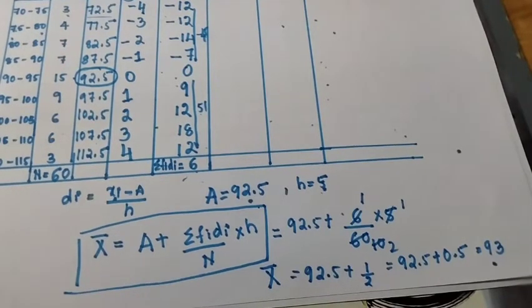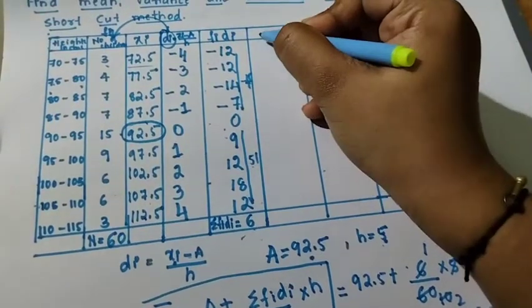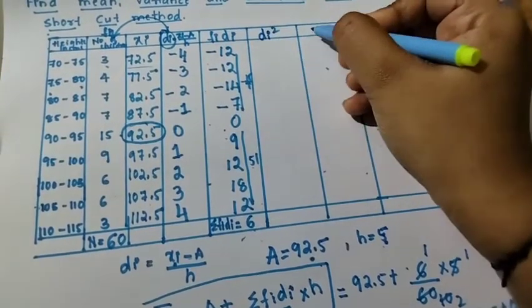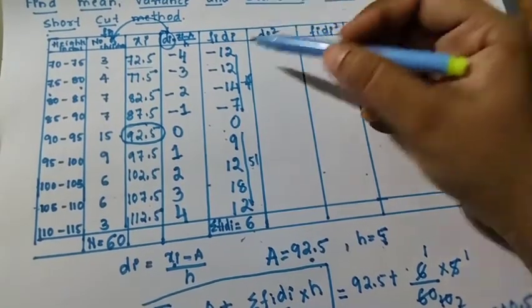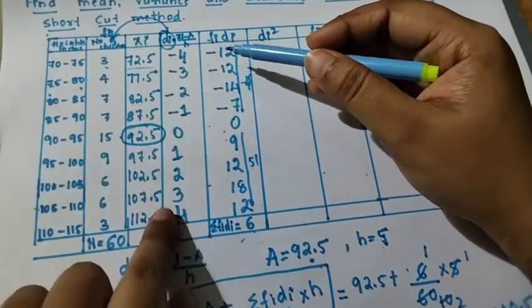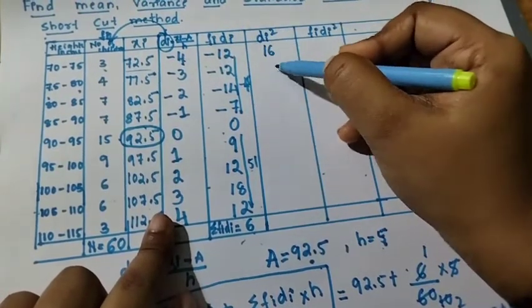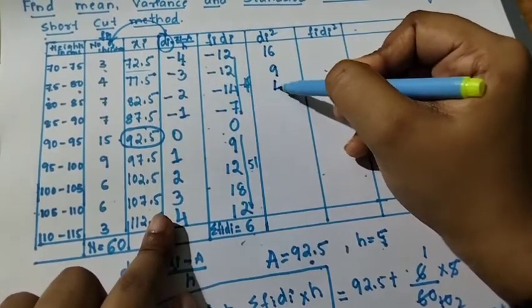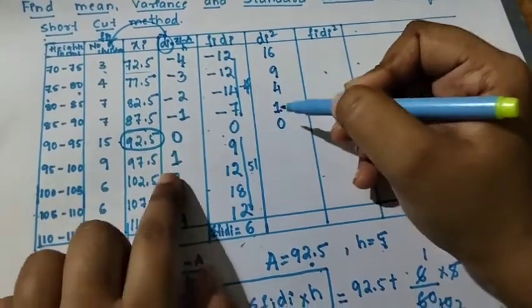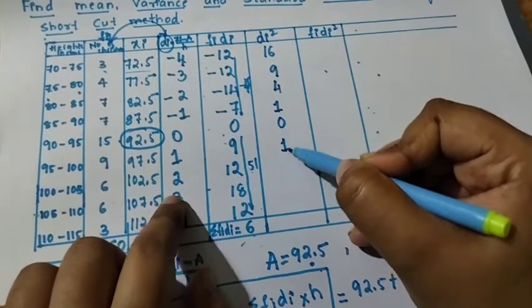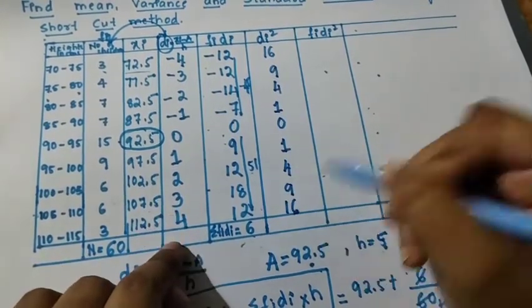To find variance and standard deviation I require two more columns here. One will be di square, one will be fi into di square. Okay, so these are your di values. Take the square of them. So 4 square will be 16, 3 square will be 9, 2 square will be 4, 1 square will be 1. 0, 1 square is again 1, 2 square 4, 3 square 9, 4 square 16.